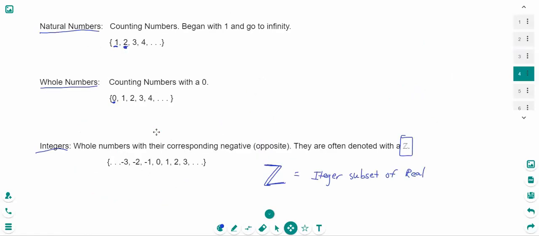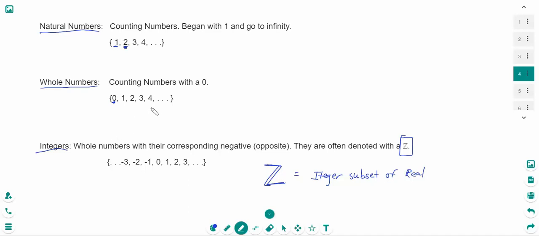Okay. And in fact, if you're paying attention, you'll notice that not only are these subsets of the real numbers, but you could also say that the natural numbers are a subset of the whole numbers, right? The natural numbers is a subset of the whole numbers. All of your natural numbers are included in the whole numbers. And the whole numbers have one extra. So you might even say natural numbers are a proper subset of the whole numbers.